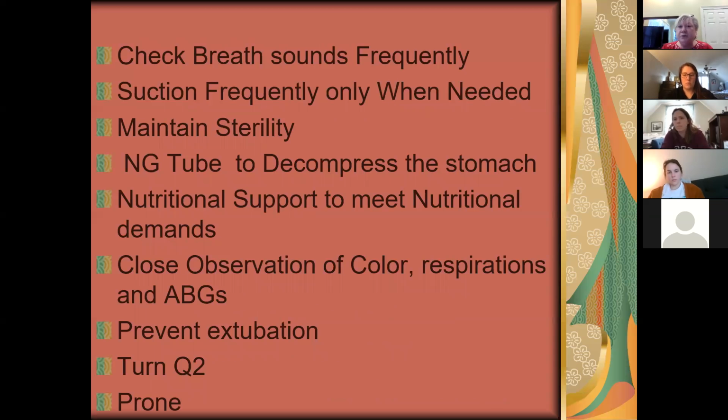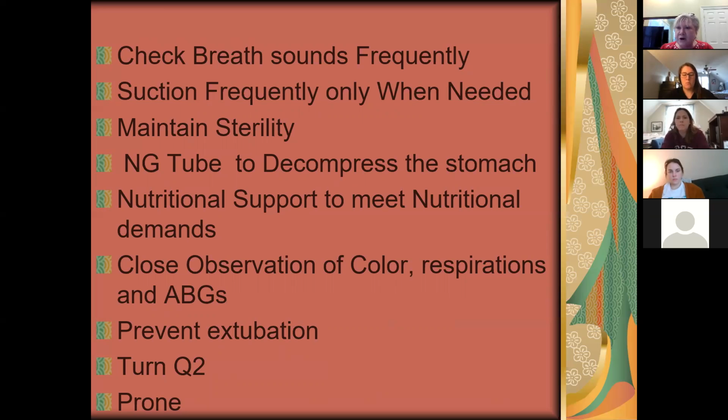Breath sounds are checked every 2 hours, and with each position change, we suction frequently, but only when needed. There should be no scheduled suctioning. When I was an ICU nurse, we suctioned every hour regardless. That was a standard of care. There is no standard of care for suctioning now. You suction when your patient's breath sounds say they need to be suctioned. But you do not say, oh, I suction every 2 hours regardless. That is wrong. You suction when your patient needs to be suctioned.